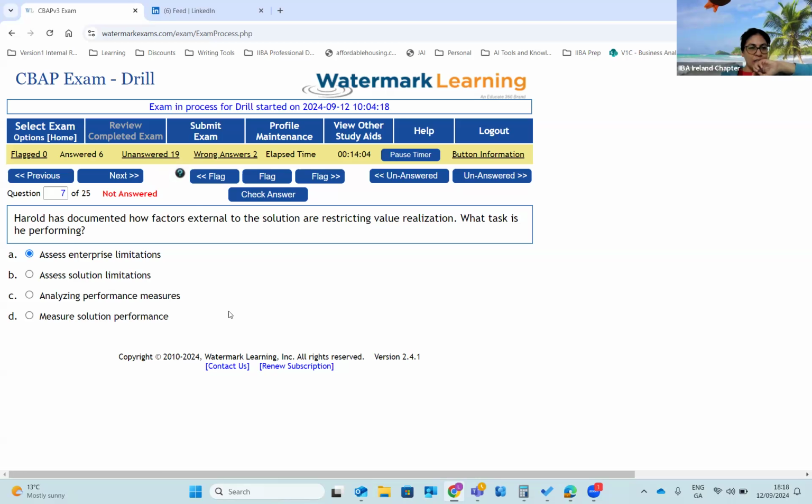Okay, and why is it A? Because it's asking about external factors, right? And it is a task, and I see only enterprise limitation as something external to the solution, as a task, right? Because the rest is measure, analyze, and assess solution limitation, which is not okay.